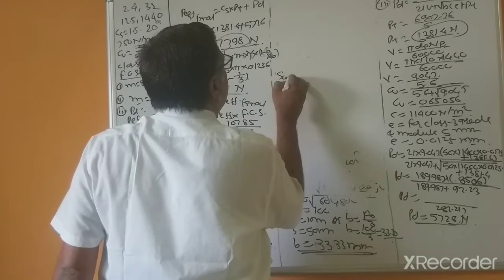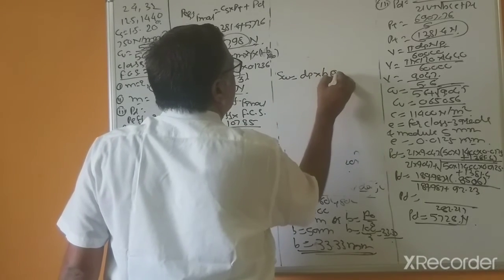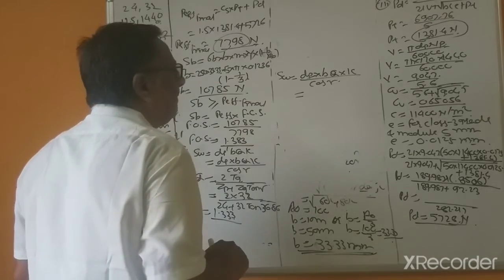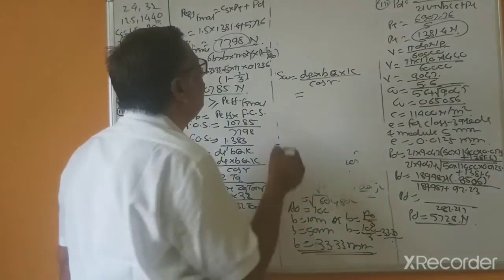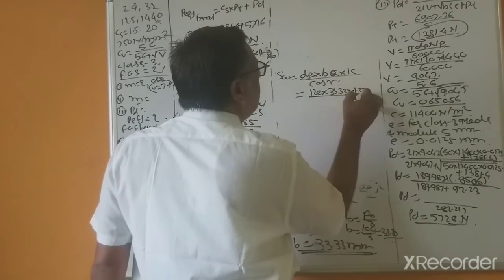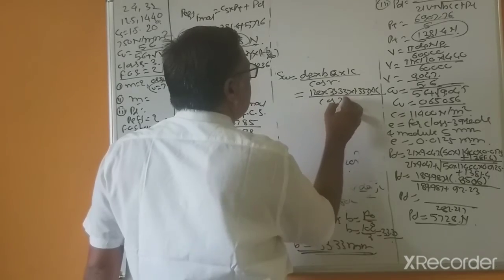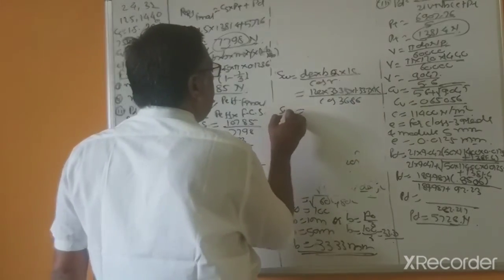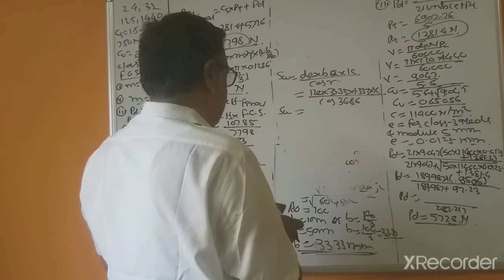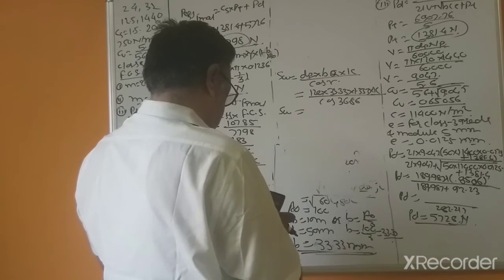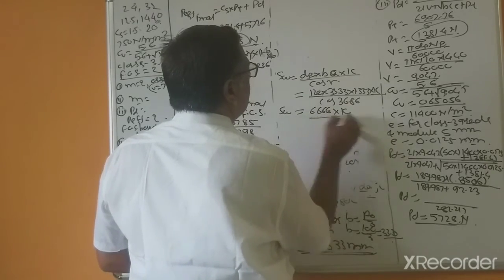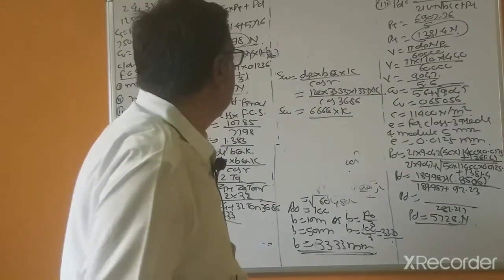Now wear strength equal to dp b Q k divided by cos gamma. Dp equal to 24 multiplied by 5, 120, b equal to 33.33, Q equal to 1.33 multiplied by K, and this is cos. So this you will get in terms of K: 33.33 multiplied by 120 divided by cos, this is 1.33.